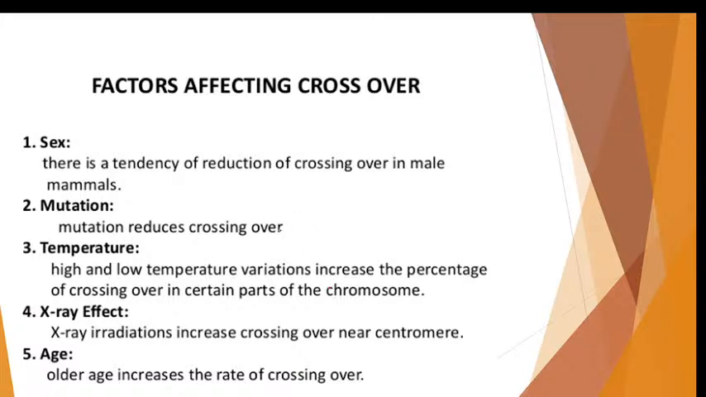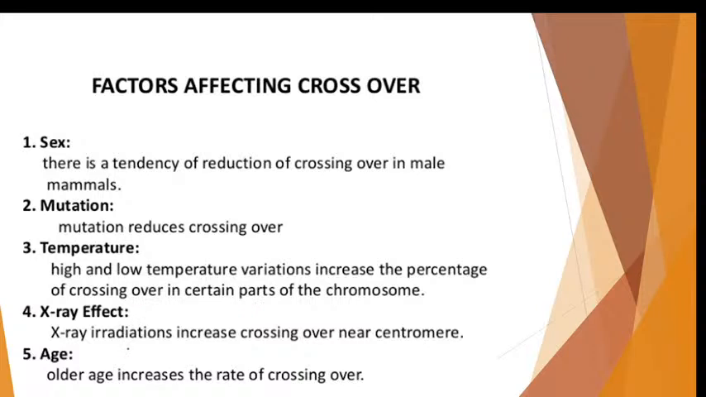The factors which affect crossover are: 1. Sex, 2. Mutation, 3. Temperature, 4. X-ray effect, 5. Age. That is, males have less chance of crossing over, and mutation reduces the crossing over. High and low temperature variation increases the percentage of crossing over. That means for a crossing over to take place in a cell, there should be an optimum temperature. Below or above that temperature, the crossing over will not be that efficient.